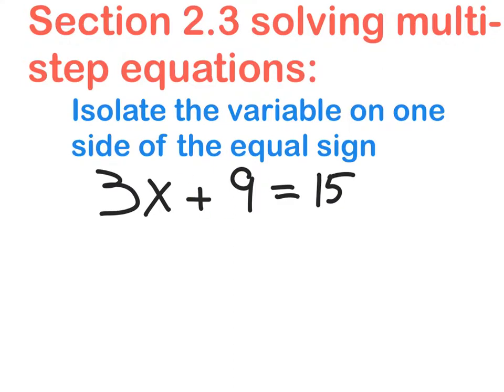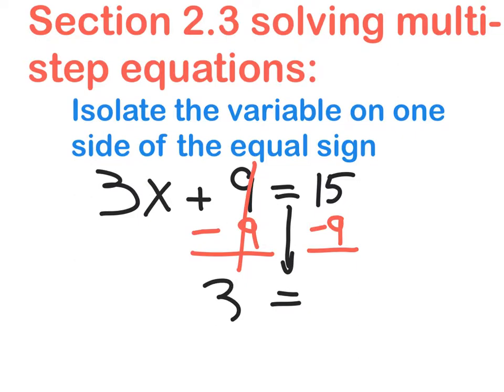So to get rid of that guy, we're going to do the opposite. The opposite of plus 9 is minus 9. That cancels out. What you do to one side, you do to the other side, minus 9 over here, to maintain the balance of the equation. So let me bring down my 3x. The equal sign comes straight down. My 3x comes straight down.